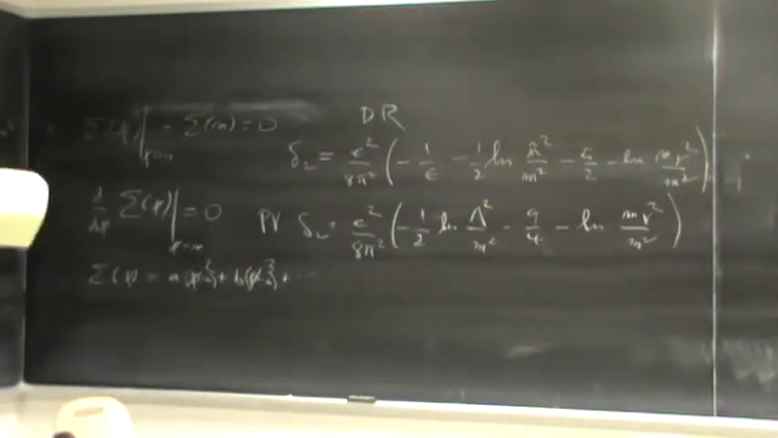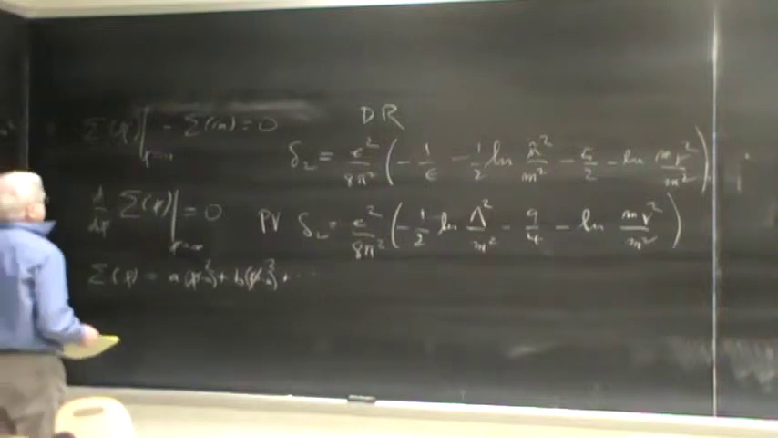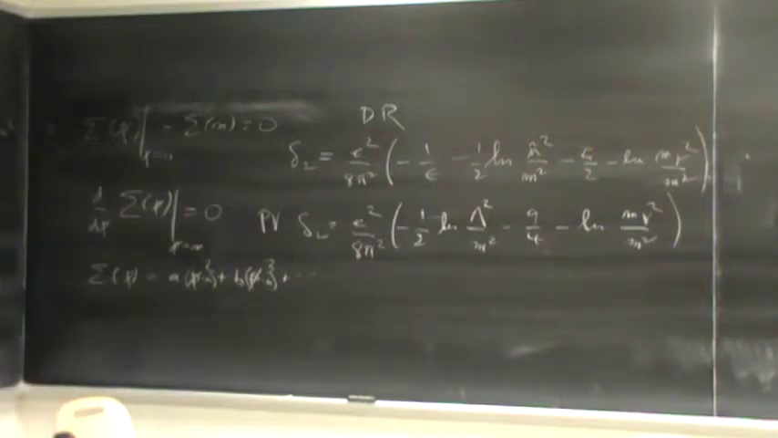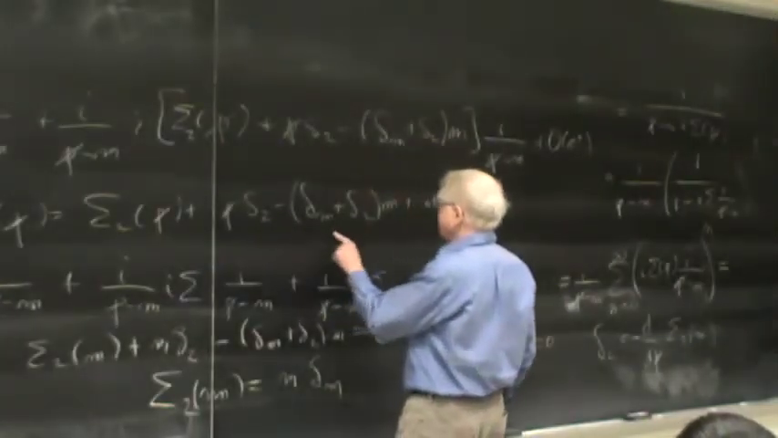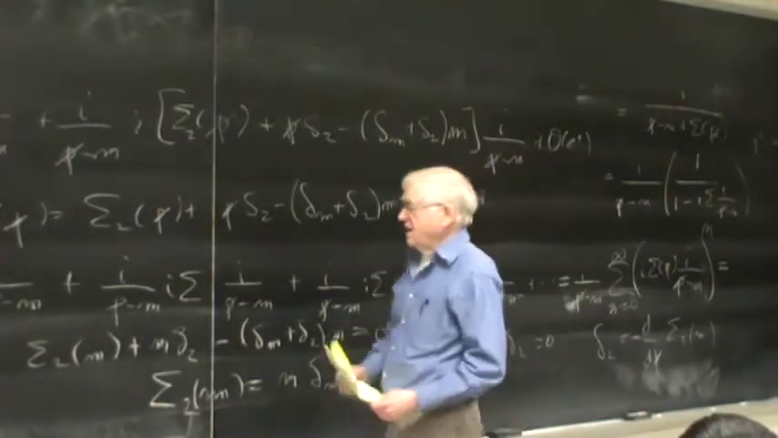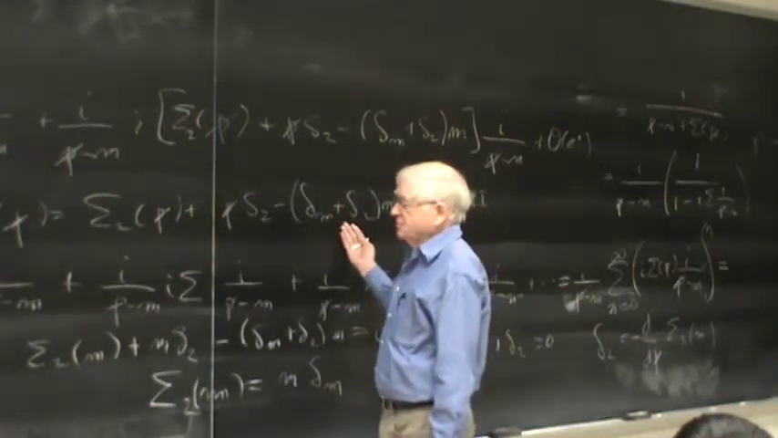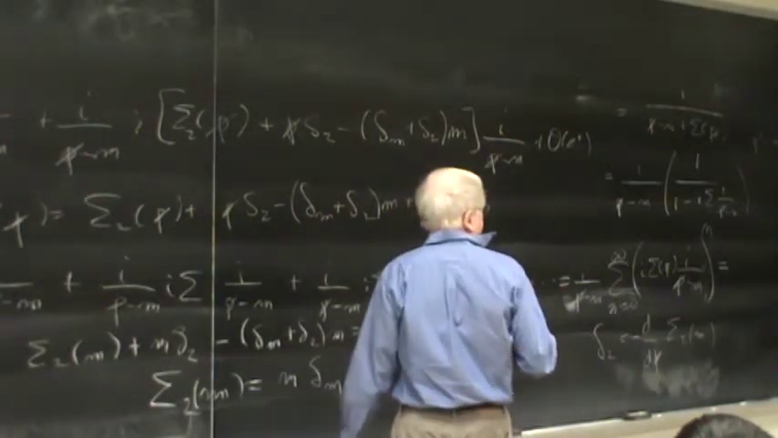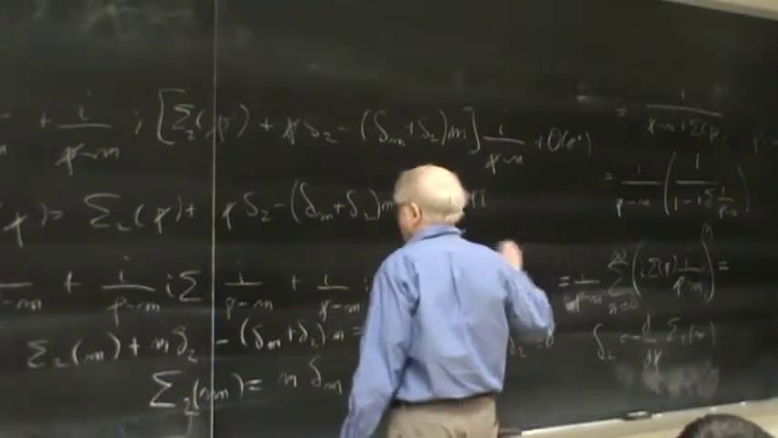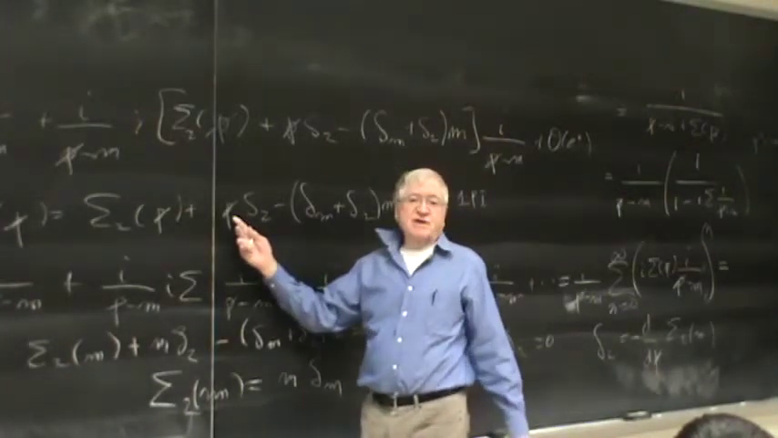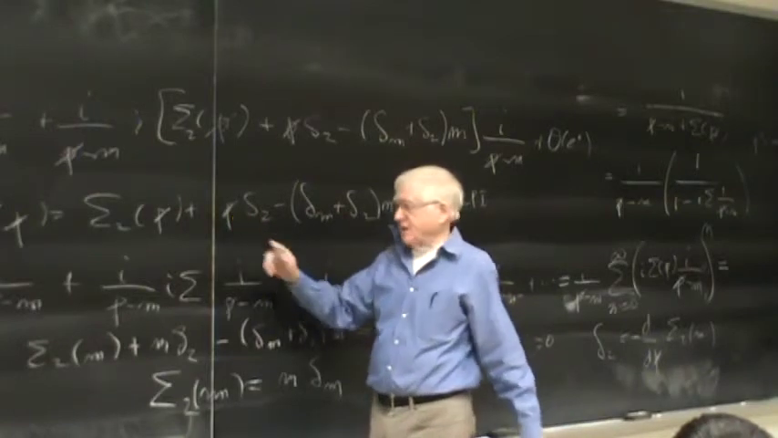In other words, what we've got here is that we're computing this thing here. We've got the delta 2, the delta m, and so forth. And we want this whole thing to vanish when P is on the mass shell.